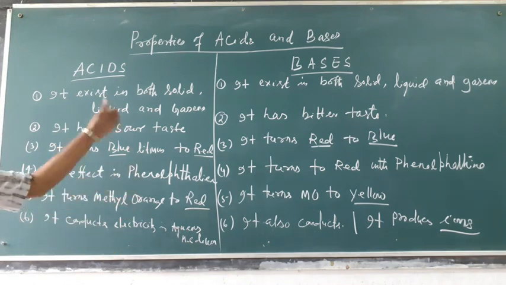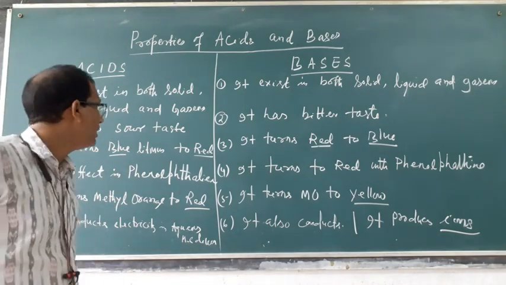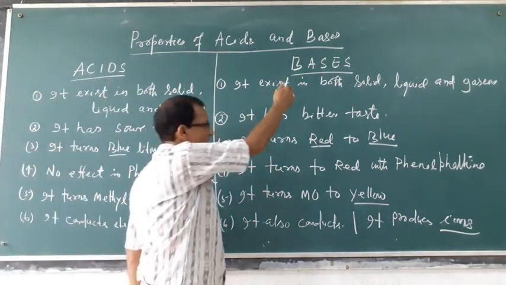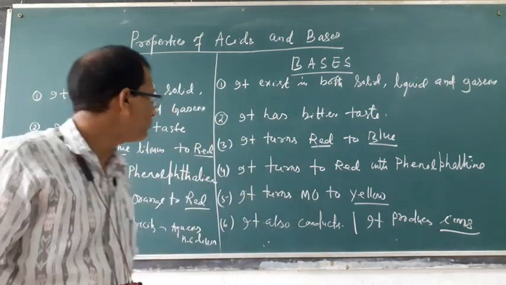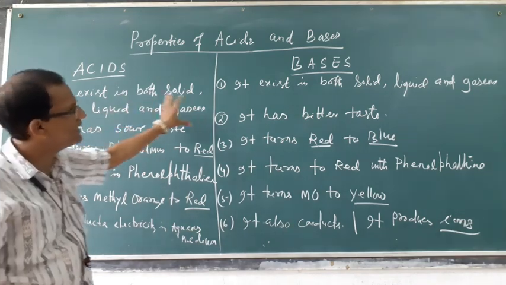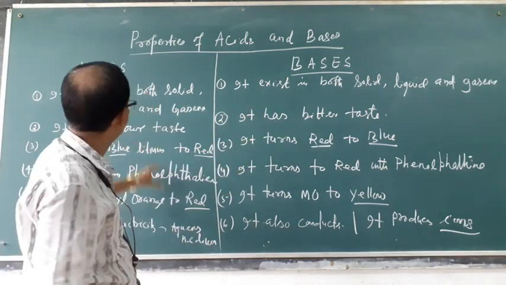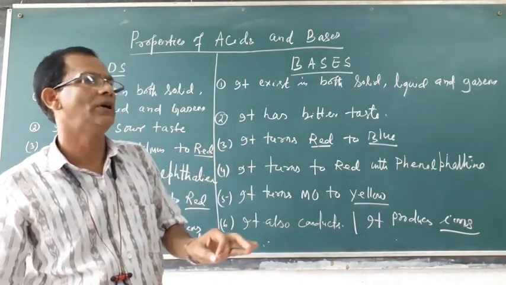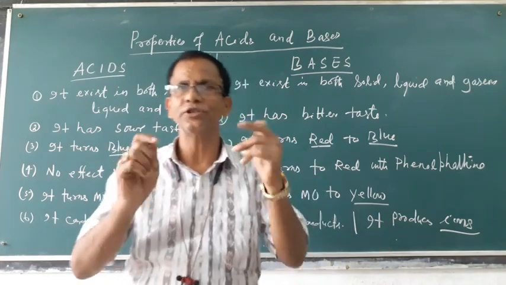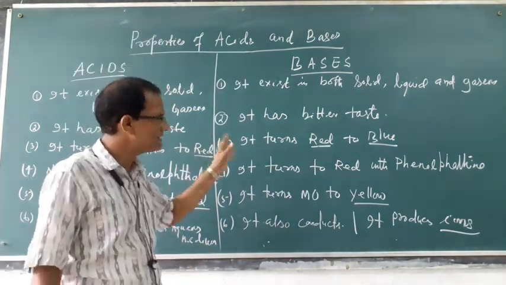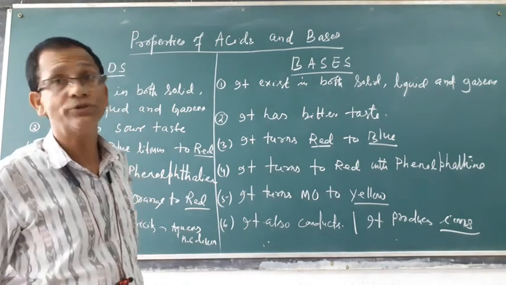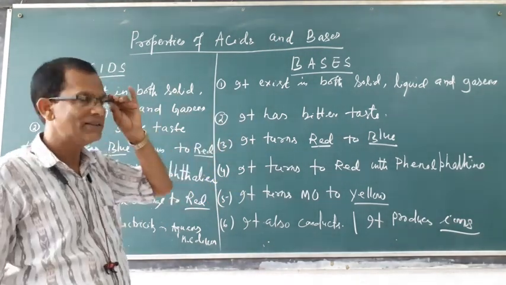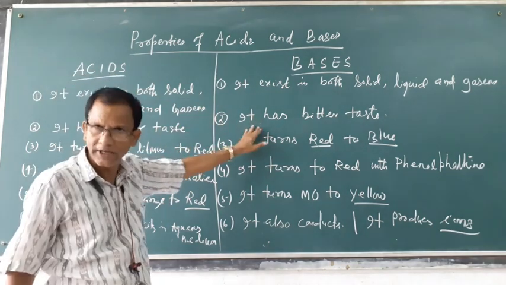So one important thing, let me tell you: these are the common properties of acids, and these are the common properties of bases. That means the properties of acids and bases are different. If the properties of acids and bases are different, it means they have different composition. Acids and bases are not the same in composition. They differ in composition, they differ in formula. That's why their properties are different.